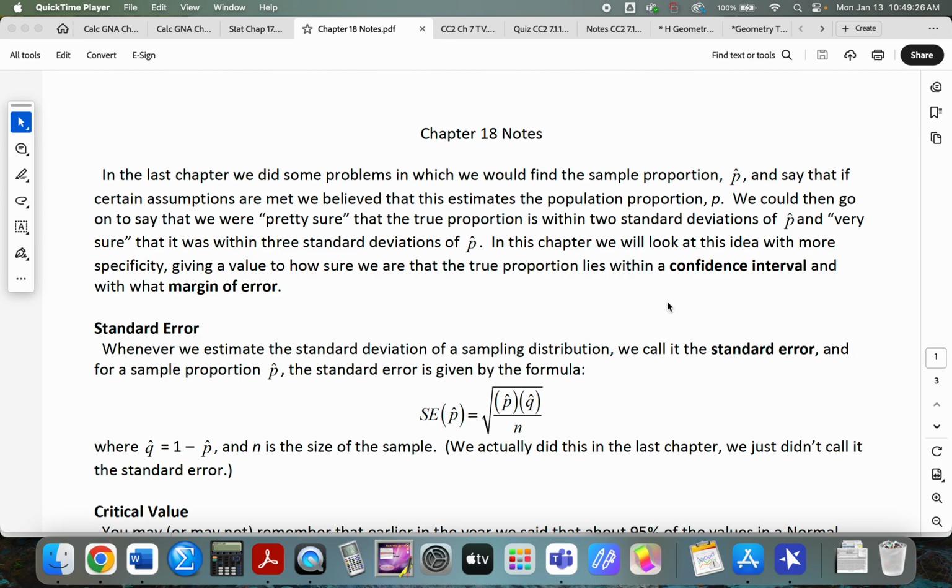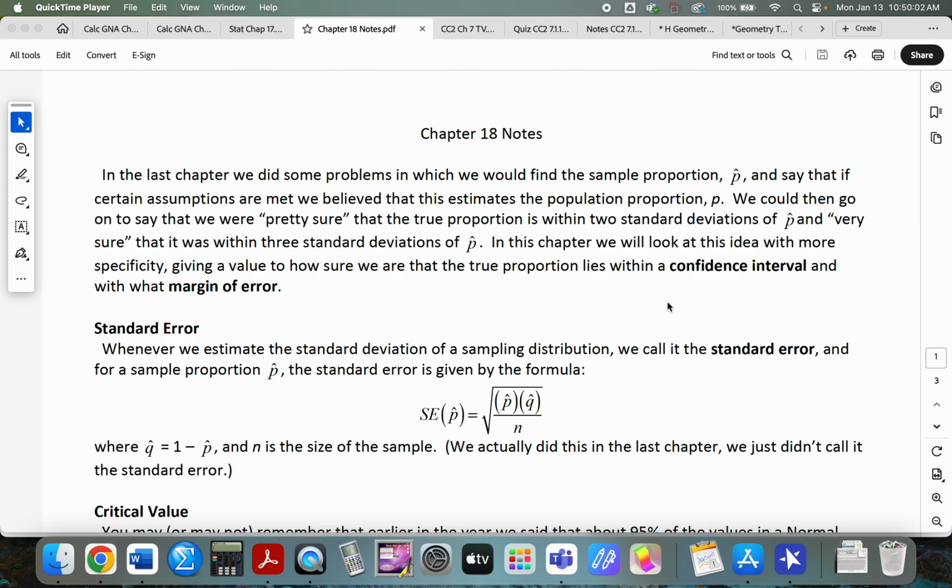Right? So today what we're going to do is, instead of saying pretty sure and very sure, we're going to put some numbers to this. We're going to do something that's called a confidence interval and look at the margin of error. Let me go ahead and give you the formula sheets because some of this is on there. So I'm going to take you through the derivation of this.